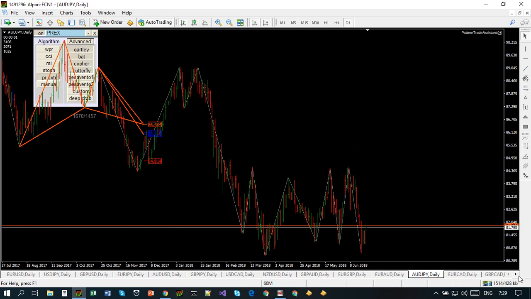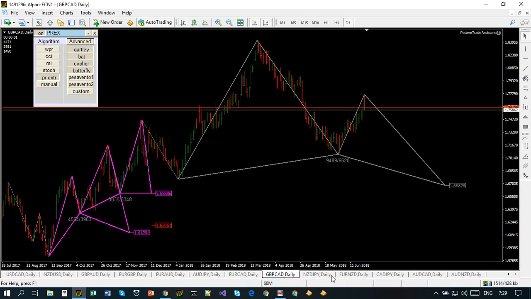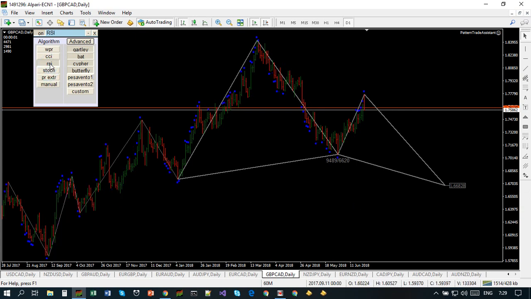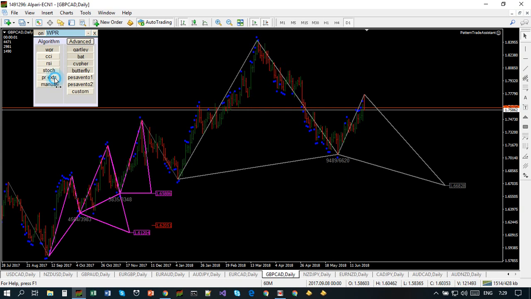Aussie yen, nothing here. Nothing is setting up. Euro Canadian, again nothing. Okay, what is this? GBP CAD. We have this large butterfly pattern, very far from completion, so never know if it ever completes. Let us see if this is an obvious pattern. Obviously it is an obvious pattern. It is seen by everybody.